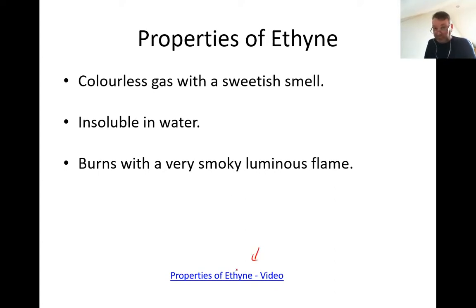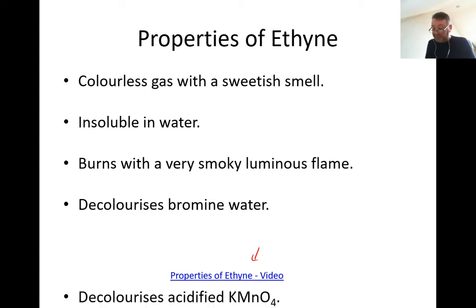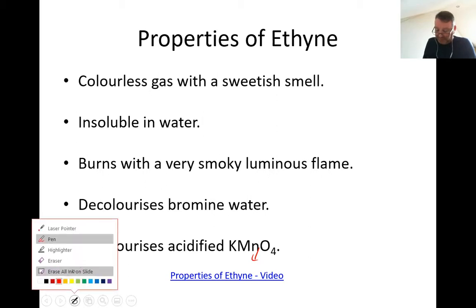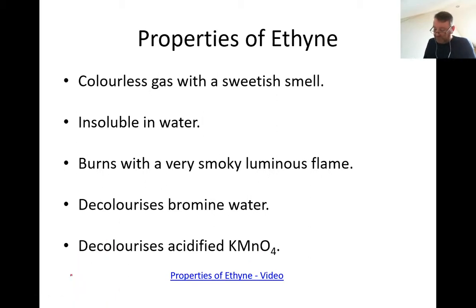They actually show you what it looks like when you burn it. Luminous means you can see the yellow flame, but smoky means a lot of black soot, a lot of black carbon produced as it burns. It decolorizes bromine water, and it also decolorizes acidified potassium permanganate. Now, we told you this before, and I want you just to remember what the colors are. Bromine water is a yellow liquid. Potassium permanganate is a purple liquid.